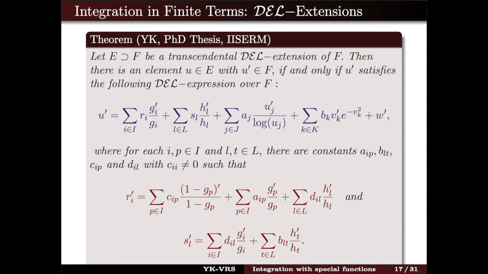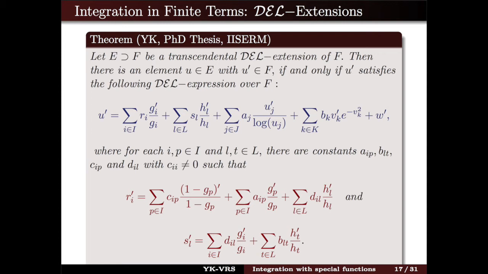So this is actually the main result. The main result is: if I have a transcendental del extension, and if I have an element u in the extension field whose derivative is in the base field, then all this holds if and only if u prime has this expression, and each of these, the Ri and SL. See, initially in the del expression I showed, the first two terms are combined.